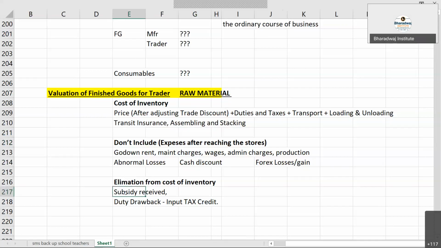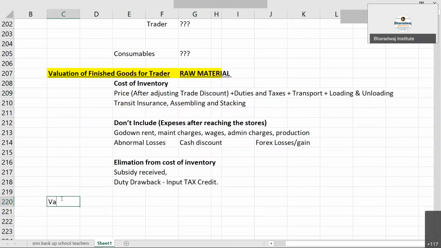Done? Okay. Now, valuation of finished goods for a manufacturer. Please remember, earlier it was finished goods for a trader. We are going to do valuation for a manufacturer.